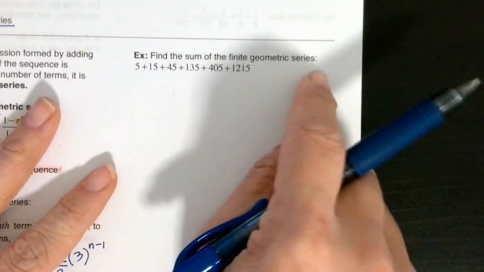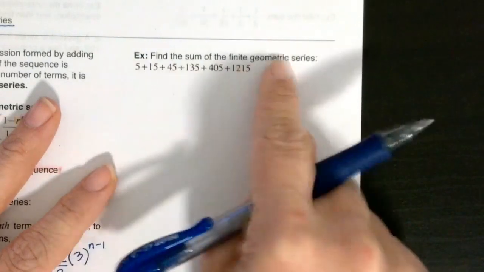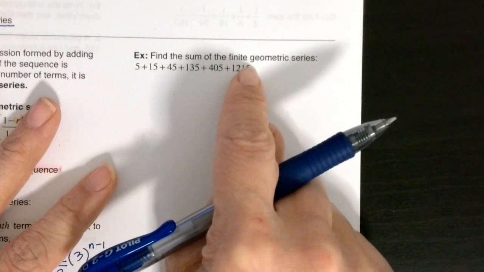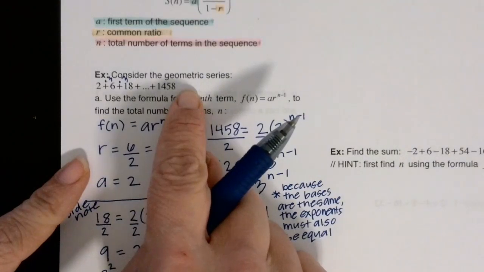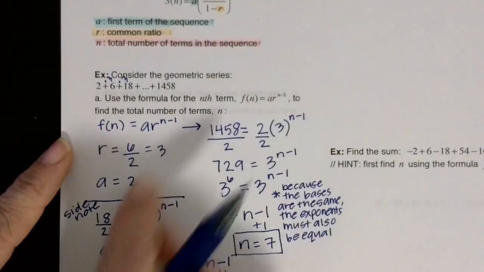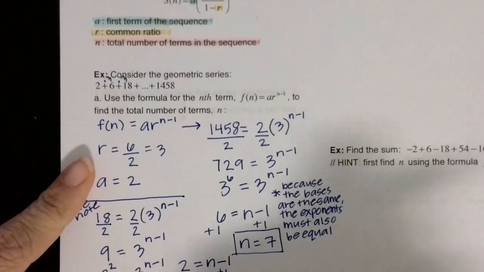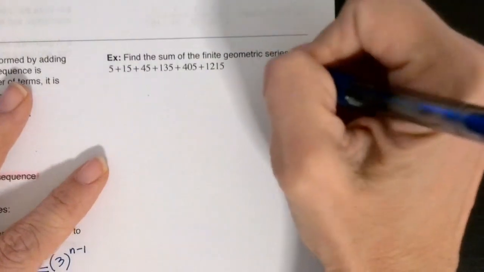It says find the sum of the finite geometric series. So we are going to look at this and see we have 1, 2, 3, 4, 5, 6 terms. This one's a little different than the one over here because we didn't know how many terms there were. Because we didn't know, we had to use yesterday's formula to find n, the number of terms, and then we could do the sum. But this one isn't that way. We can actually see it.